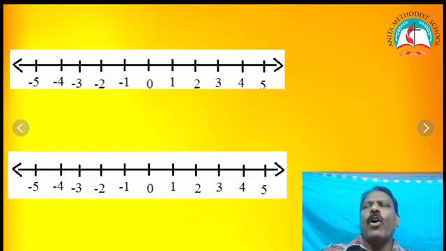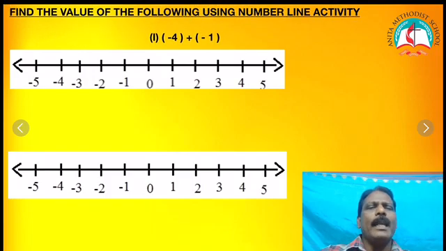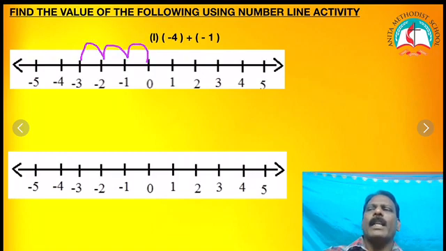Now find the value of the following using the number line activity. So you have to use the number line and add the integers. First sum, listen: -4 plus -1. See the number line. So -4, how can you mark? From 0 to -4, in the negative direction: -1, -2, -3, -4. Then add again -1. So what will come? -5. So -4 plus -1 is equal to -5.